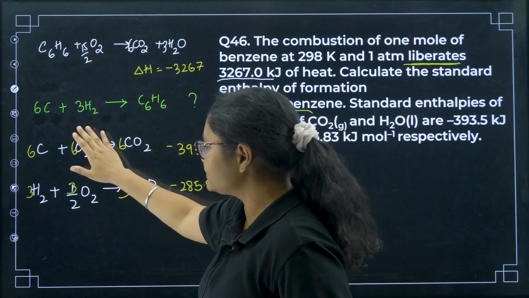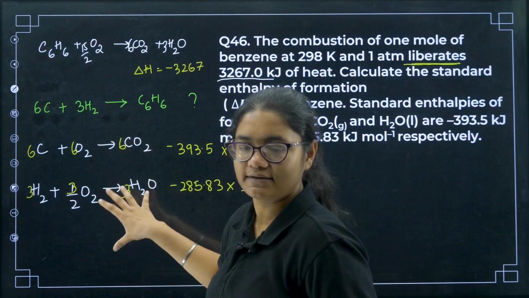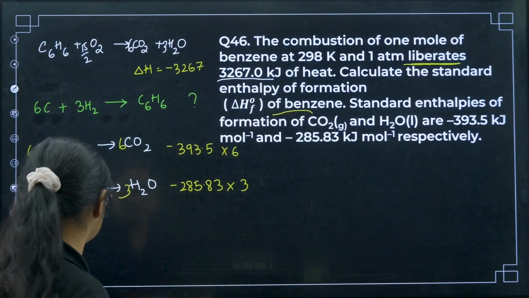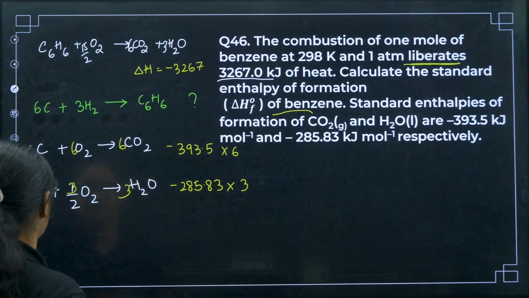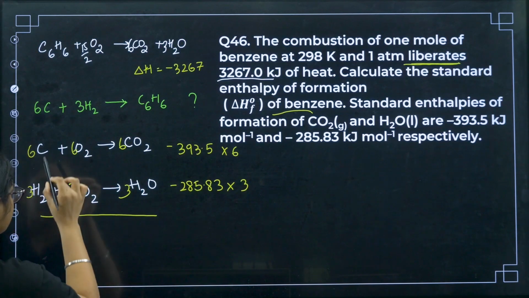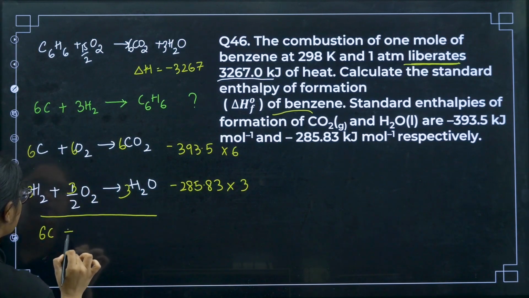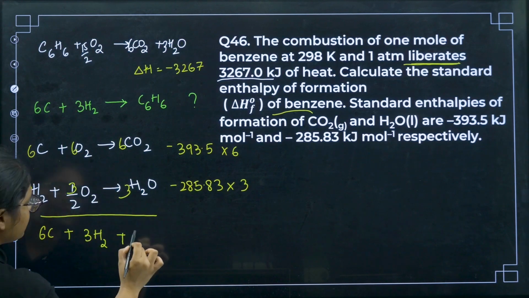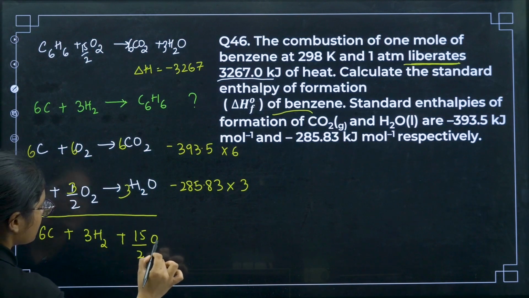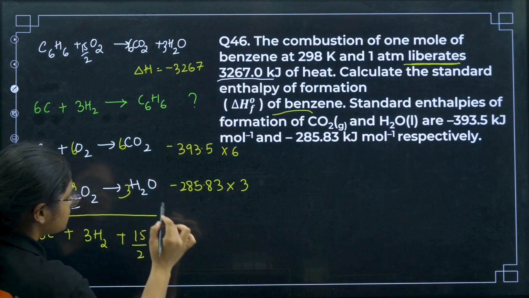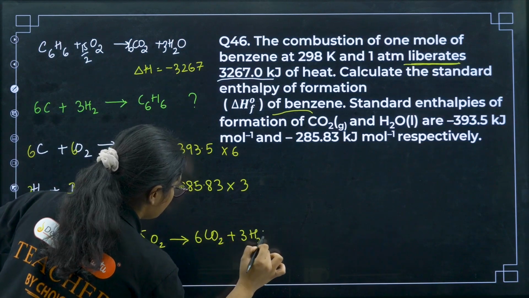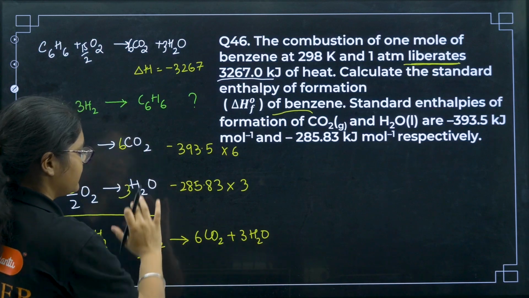So first I will add these two reactions. Let me add them and tell you what value we are getting. If I add these two reactions, I get 6C plus 3H2 plus 15 by 2 O2 gives me 6 CO2 plus 3 H2O. This is the reaction after adding.